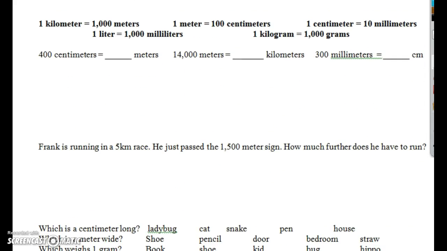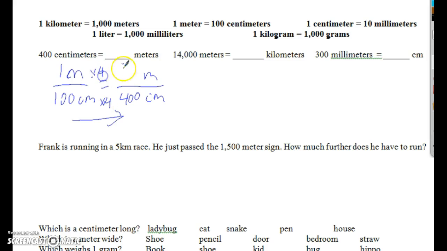Same kind of problems. One meter equals 100 centimeters. Over here I got meters on top, centimeters on the bottom, and this time I got 400 centimeters. What did I do to the 100 to go this way to get it to be 400? Times 4. So 1 times 4 on top, 4 meters.